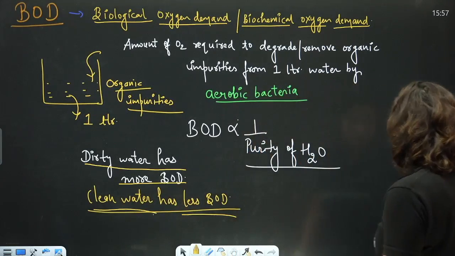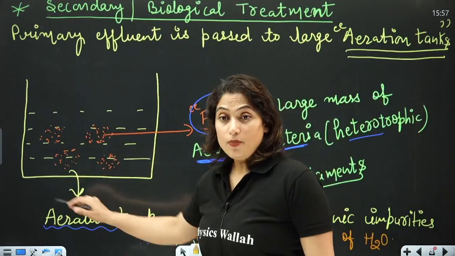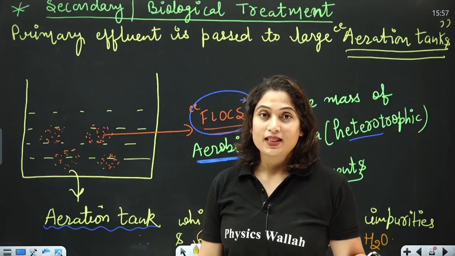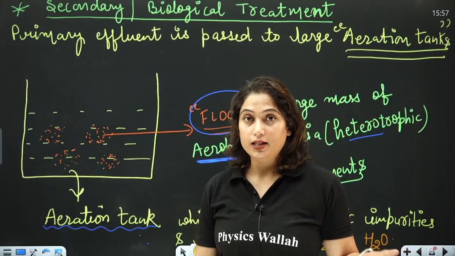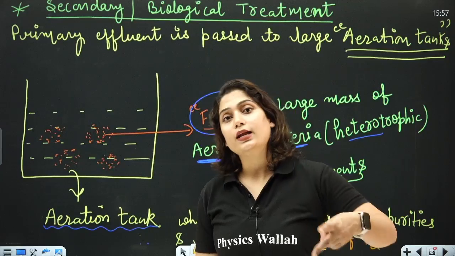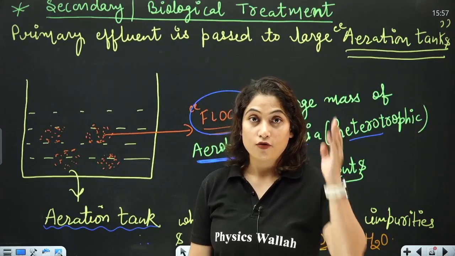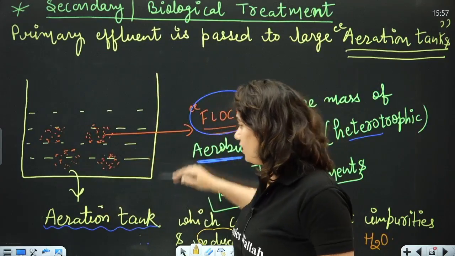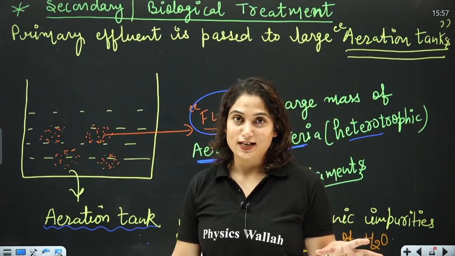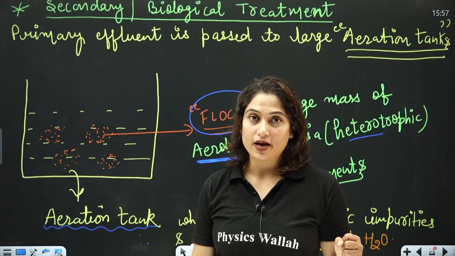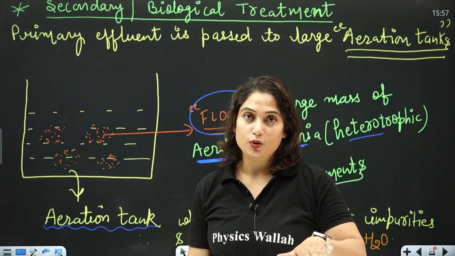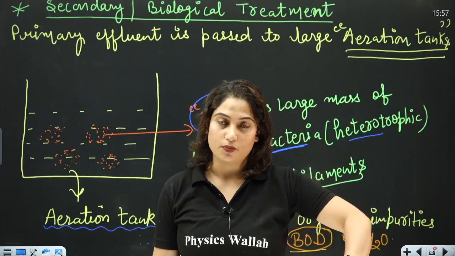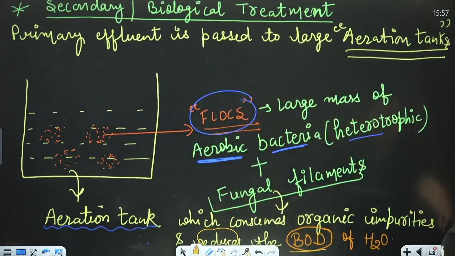So what happens in the aeration tank? The aerobic bacteria, this question often comes, they confuse you. They say that in the secondary treatment, in the aeration tank, anaerobic bacteria is seen. False. During the secondary treatment in aeration tank, aerobic bacteria is seen. And what is the function of aerobic bacteria? To reduce the BOD of water. How? By removing the organic impurities from it. Okay.